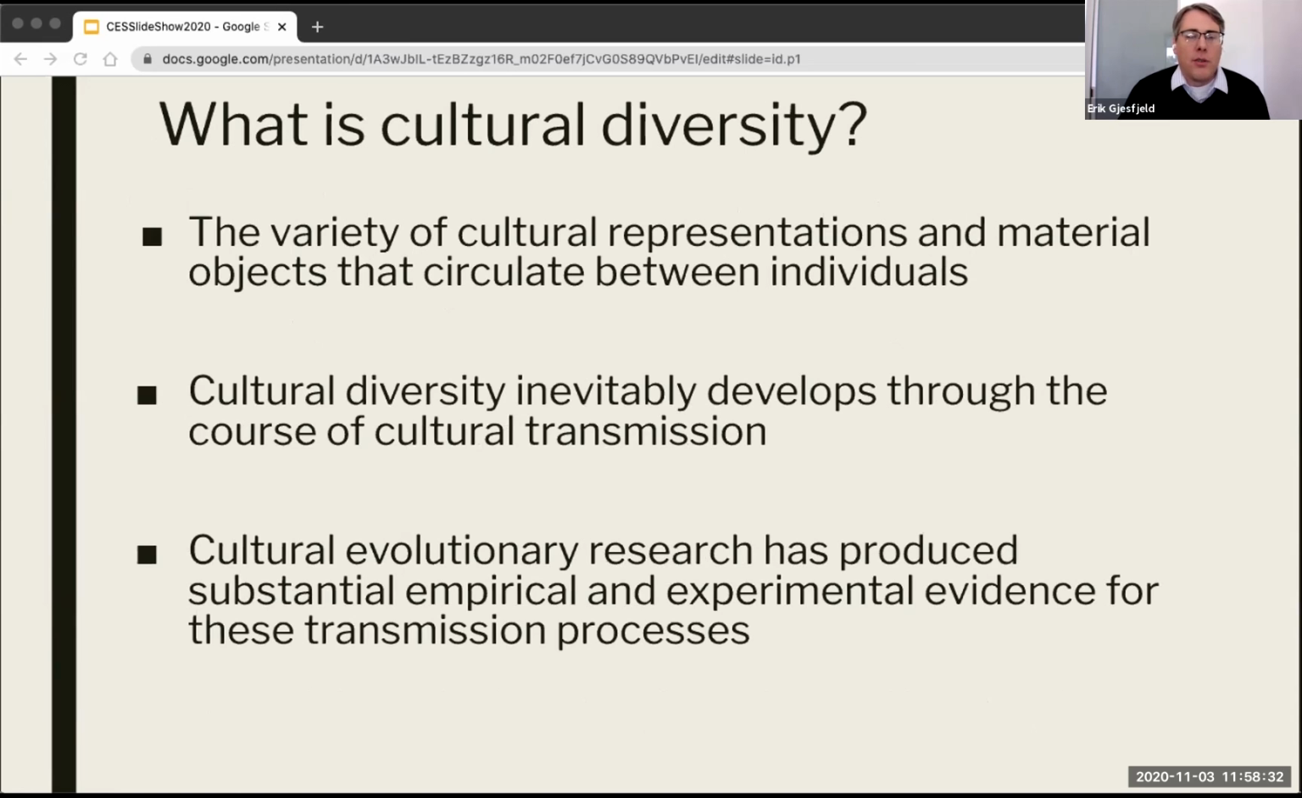So what do we mean when we talk about cultural diversity? Well, we're really just talking about the real variety or totality of these things that are circulating within and between individuals, the combination of representations as well as material objects that are there. And inevitably, the cultural diversity that we see is a product of the cultural transmission processes that underlie it. A substantial amount of cultural evolutionary research has gone into looking at both the empirical and experimental evidence for these transmission processes. And we've heard quite a few about those over the last few webinars, and so we won't discuss them in more detail here.